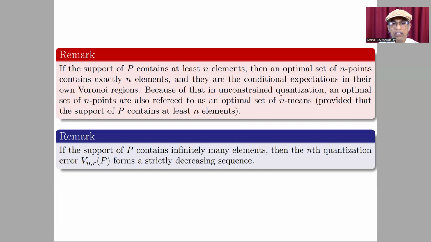Because of that, in unconstrained quantization, an optimal set of n points is also referred to as an optimal set of n means, provided that the support of P contains at least n elements. Remark: if the support of P contains infinitely many elements, then the nth quantization error V_{n,r}(P) forms a strictly decreasing sequence.